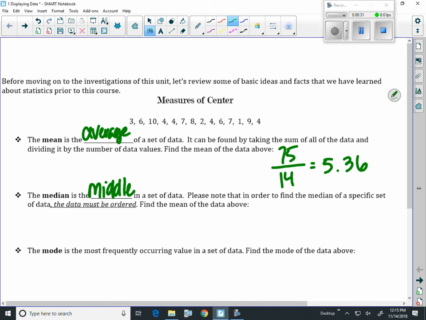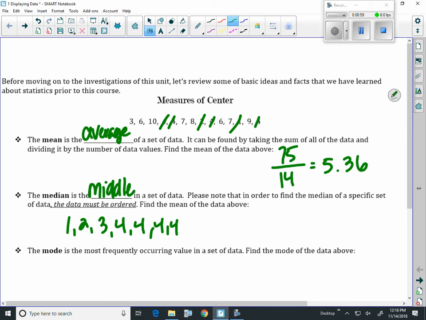Okay. The middle. Now, if we're doing the median and we're finding the middle number, what's important that we do before we find that? Put them in order. Okay. So looks like we have 1, 2, 3, a 3, 4, 4, 4, 4, and 4 fours. Not 4 fours.